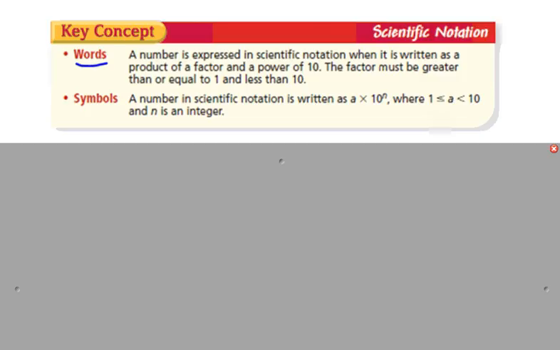Then in symbols, a number in scientific notation is written like this: a times 10 to the n power, whatever the n would be. And remember, a has to be between 1 and 10, and n is an integer.